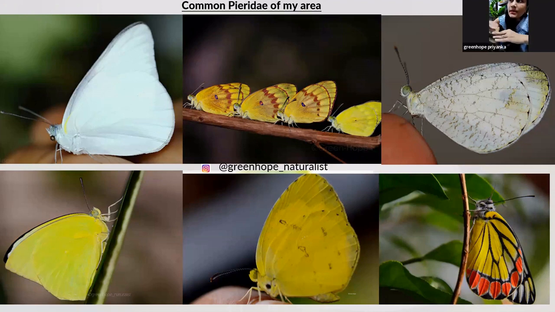So this is common grass yellow. On top of common grass yellow, we have salmon Arab butterfly, small salmon Arab. So there is a male and female both. You can see they are just sitting on line.